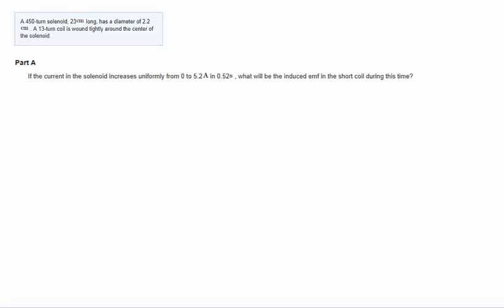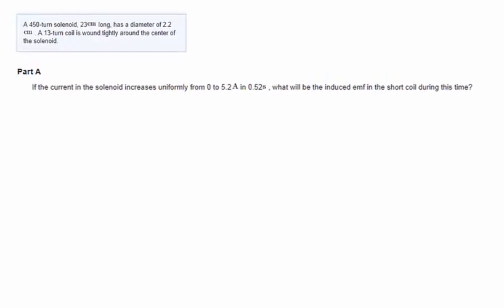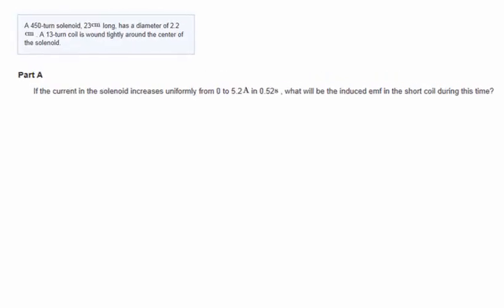A 450 turn solenoid, 23 centimeters long, has a diameter of 2.2 centimeters. A 13 turn coil is wound tightly around the center of the solenoid. If the current in the solenoid increases uniformly from 0 to 5.2 amps in 0.52 seconds, what will be the induced EMF in the short coil during this time?